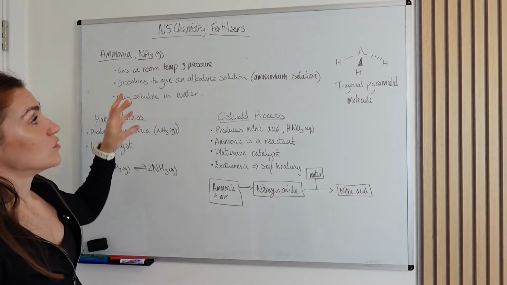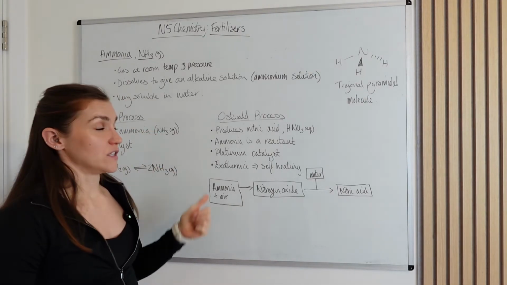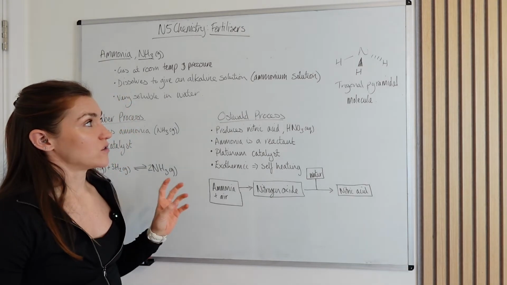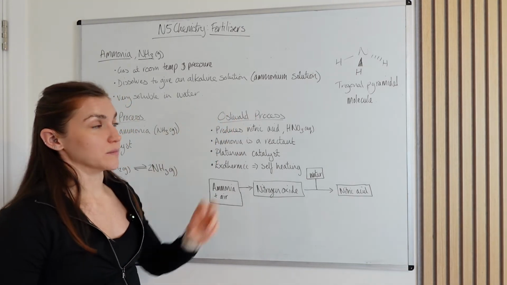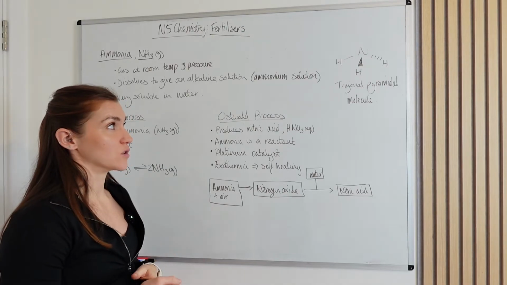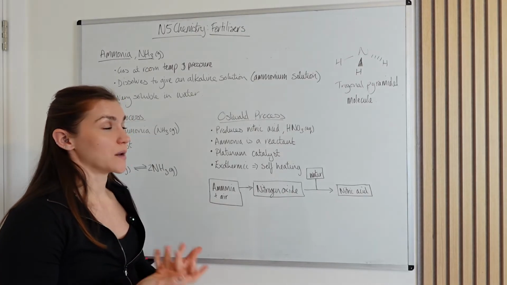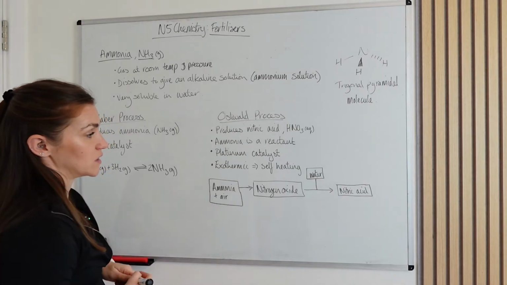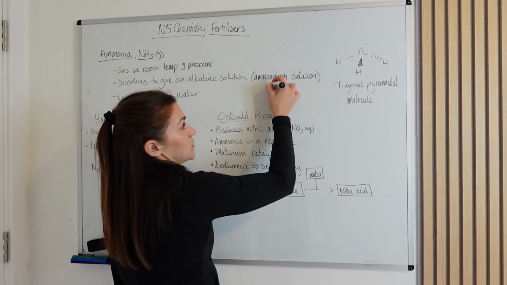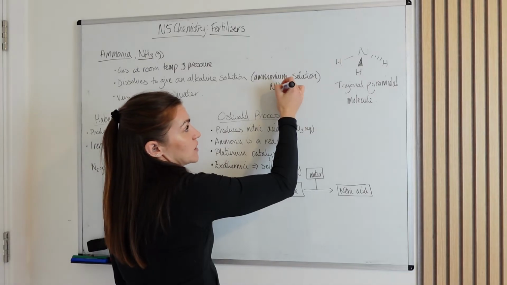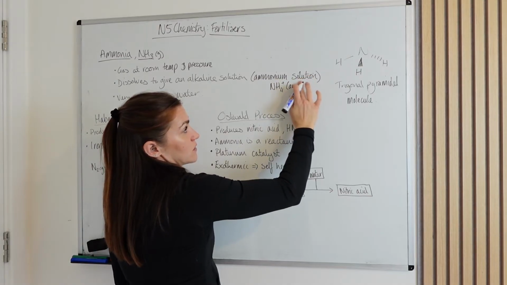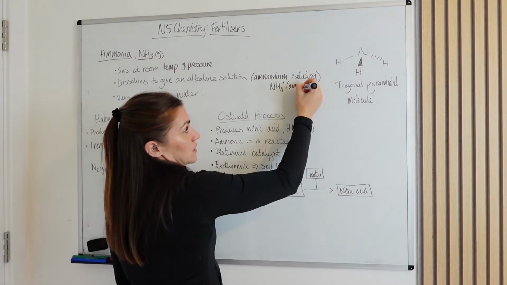It will dissolve in water. It's very soluble in water, and it dissolves to give an alkaline solution. That alkaline solution it produces is called ammonium solution. So when ammonia gas dissolves in water, it produces ammonium solution, and ammonium is NH4+. So don't get confused between ammonia, which is NH3, and ammonium, which is NH4+. They are slightly different.